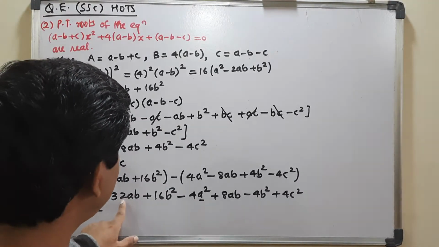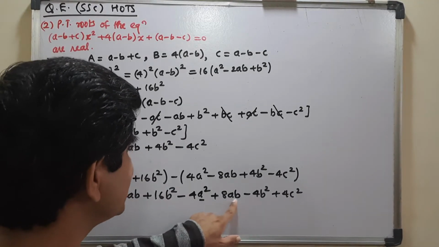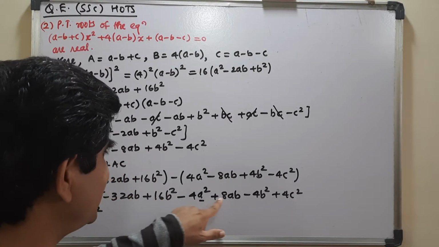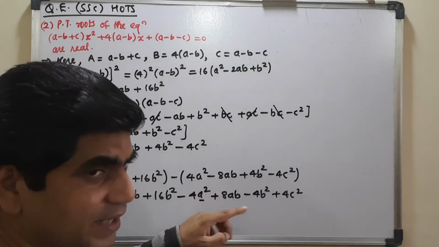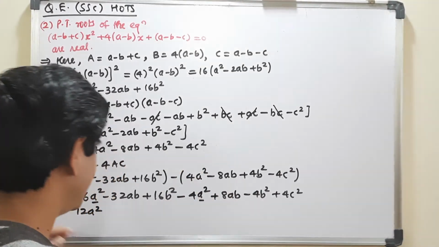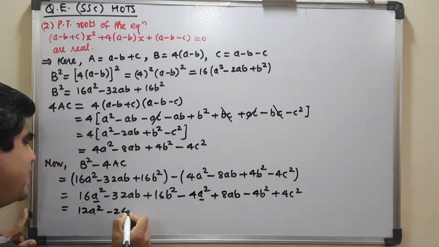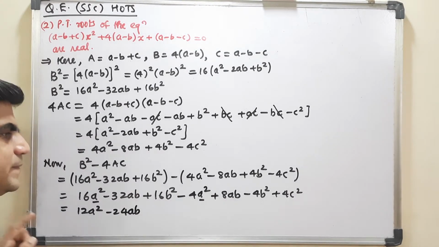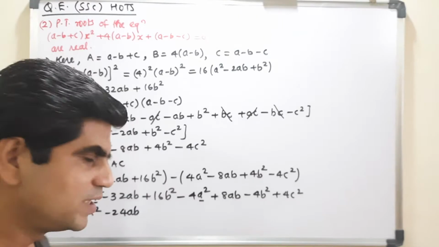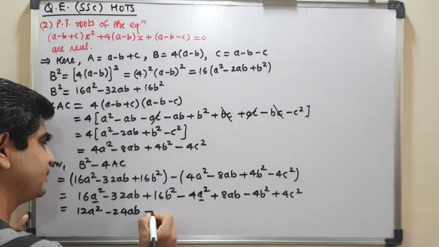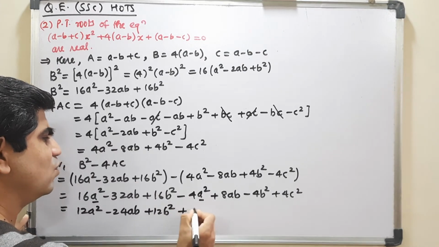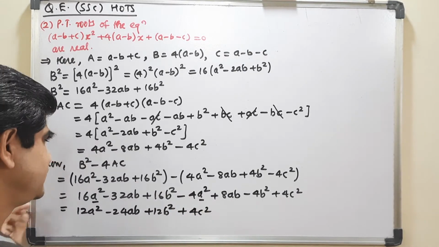Then 32 and 8, because AB and AB are like terms, 32 has minus sign, 8 has plus sign. Sign is different, so subtraction. 32 minus 8 is 24 and sign of larger number, that is minus 24ab. Then I have 16b square minus 4b square, that is nothing but 12b square. And I remain here with 4c square.